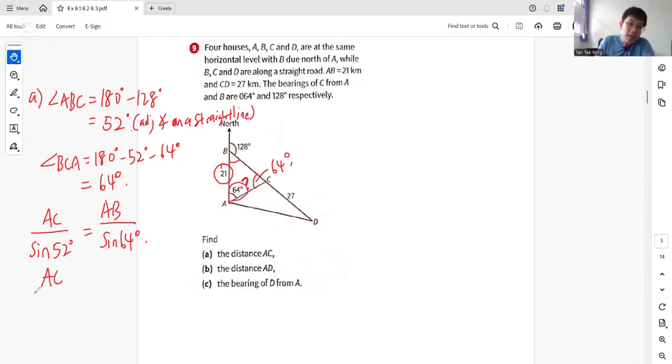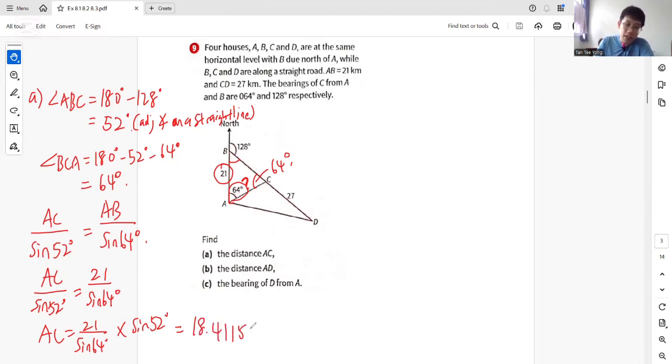So AC over sine 52 degrees equals AB, which is 21, over sine 64 degrees. So AC equals 21 over sine 64 degrees times sine 52 degrees. This will give us AC to be 18.41158. Rounded off to 3SF, that is 18.4 kilometers.